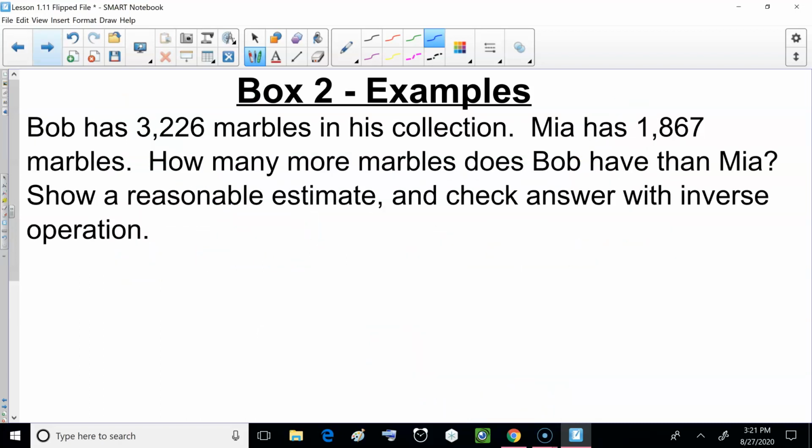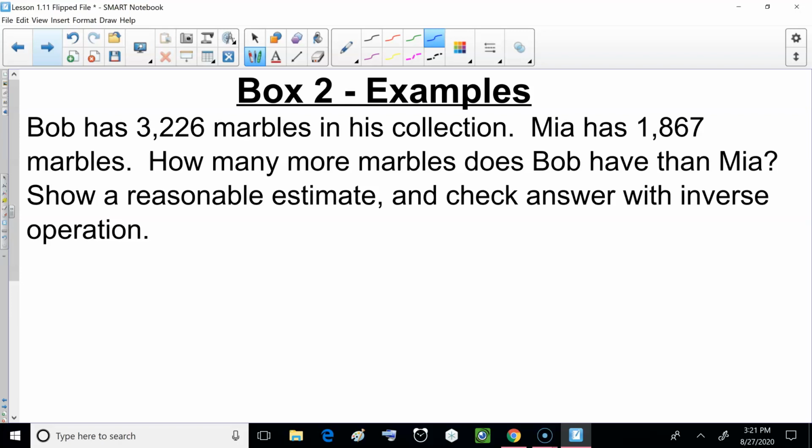And we have one more example, a word problem. Like I said, now that we know the skill, it's being able to apply the skill in a word problem that helps us out. It says Bob has 3,226 marbles in his collection. Maya has 1,867 marbles. How many more marbles does Bob have than Maya? Show a reasonable estimate and check answers with inverse operation.